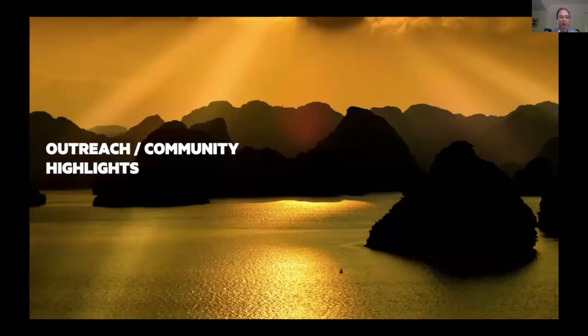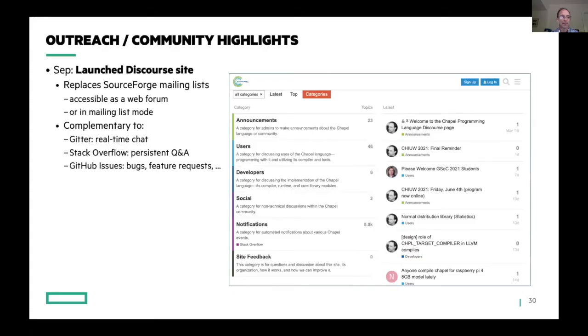So next, let me just whip through a few outreach and community highlights in the past year. The first one is in September, we launched a Discourse site. If you haven't found your way over to it yet, take a look at it. It's basically replaced our SourceForge mailing lists, which we're increasingly just feeling ancient and annoying. So if you're not familiar with Discourse, you can basically interact with the community either through a web forum or in more of a mailing list mode where these different categories serve as different mailing lists, if you will. And this is complementary to the other technologies we use like Gitter, Stack Overflow, and GitHub Issues.